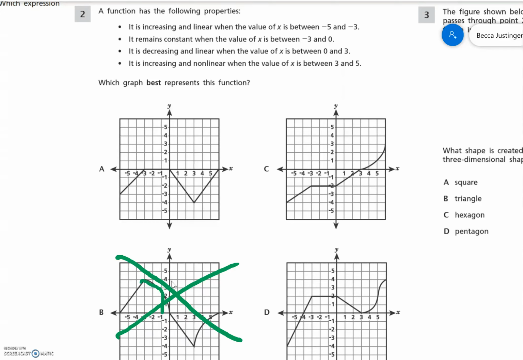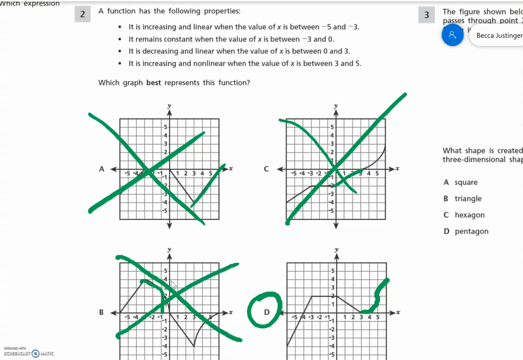It is decreasing and linear when the value of x is between 0 and 3. So between 0 and 3, decreasing and linear. It is not 2 because between 0 and 3, it's increasing. And the last, it is increasing and nonlinear when the value of x is between 3 and 5. Well, this one's increasing, but it's linear, so it's not A. This one's increasing and it is nonlinear. The answer is D.